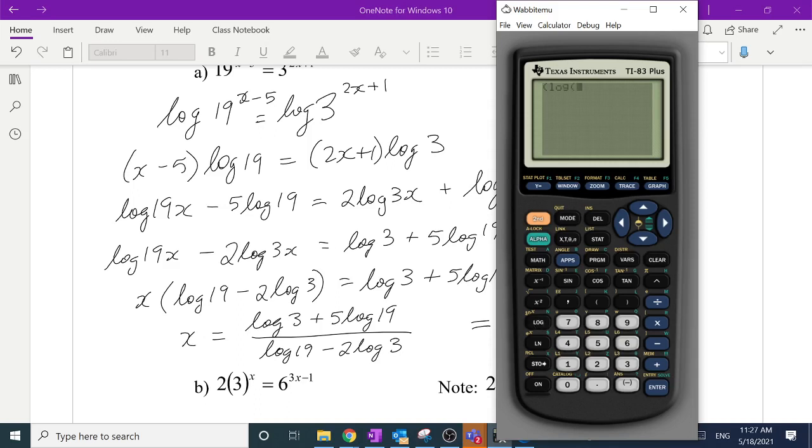So log of 3, close that bracket, plus 5 times. On this calculator, I probably don't even need the times. It would know to multiply, but some calculators need it, so I'm going to punch it. Log of 19, close the bracket for that log, close the bracket for that numerator. There. The calculator now knows that numerator. Divided by, open a bracket for the denominator, the log of 19, close that bracket, minus 2 times the log of 3. Close that bracket, close the bracket for the denominator. Drum roll, please.